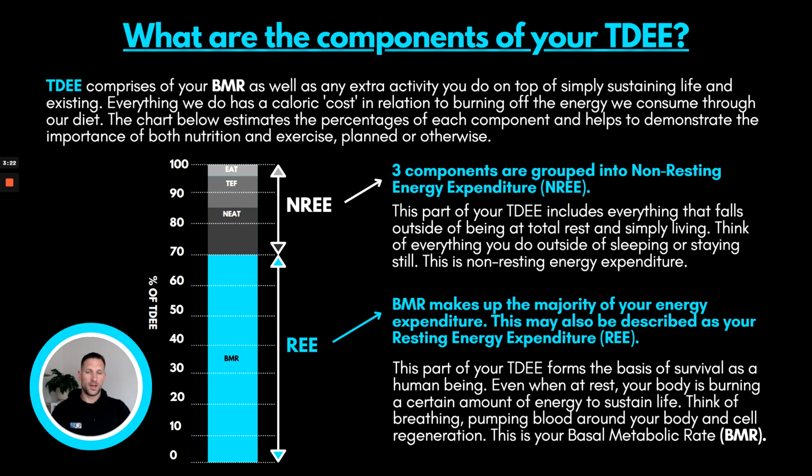Now at the top we have three parts which are grouped into non-resting energy expenditure. So first of all we have NEAT, TEF and EAT. So this basically includes everything that falls outside of being at total rest, as we just mentioned your BMR is, and anything on top of that. We group that together because this is anything outside of rest, so non-resting energy expenditure.